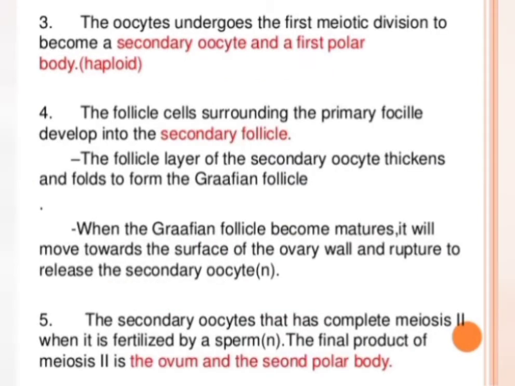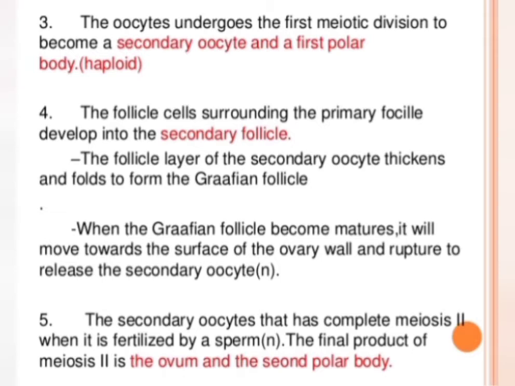When each oogonium divides mitotically to form 2 primary oocytes, these primary oocytes undergo the growth phase. During this growth phase, the size of the oocytes increases very much. After this growth phase, the third step takes place: the oocyte undergoes the first meiotic division to become a secondary oocyte and the first polar body, which will be haploid. That means in the primary oocyte the first meiotic division takes place, by which it forms the secondary oocyte and the first polar body, which will be haploid.